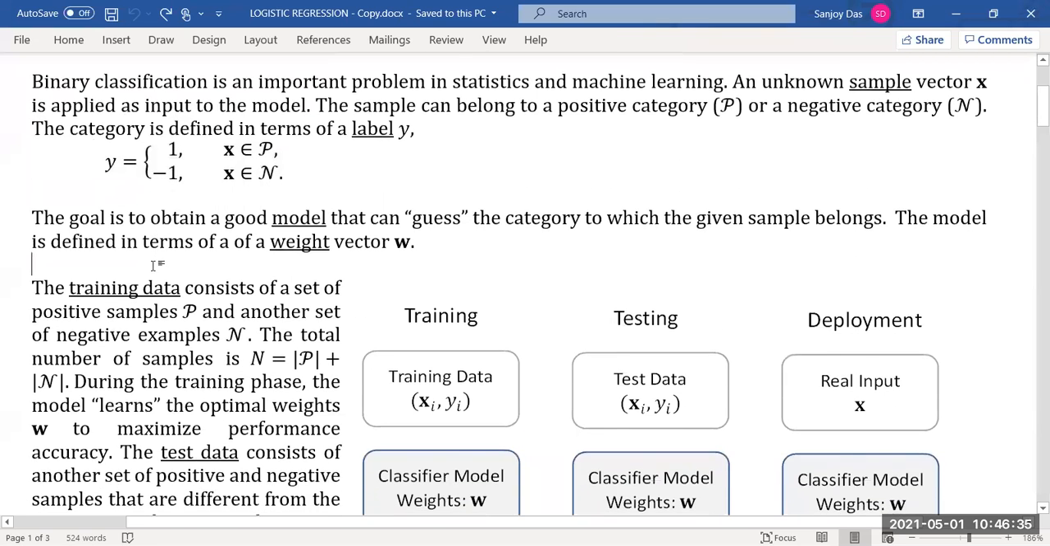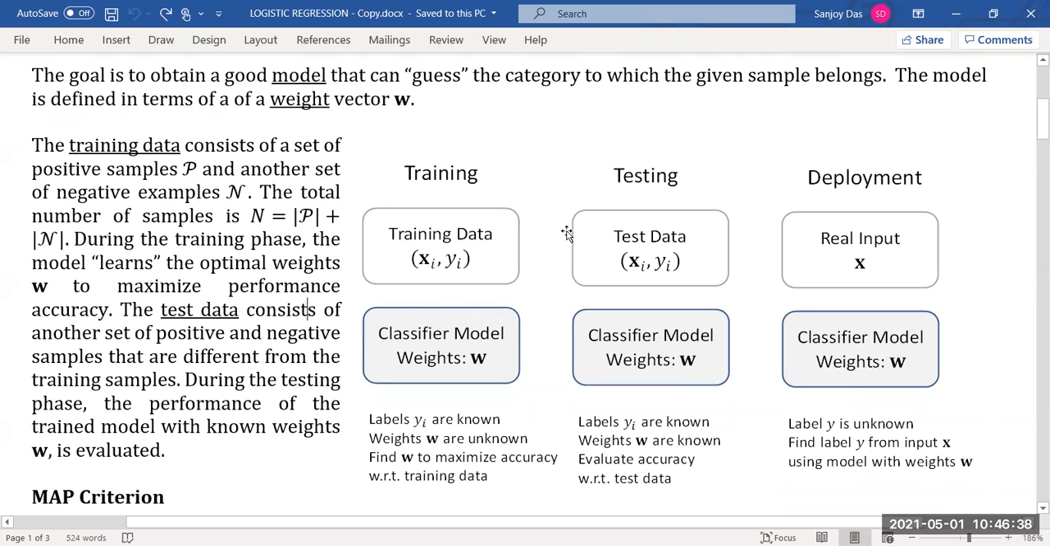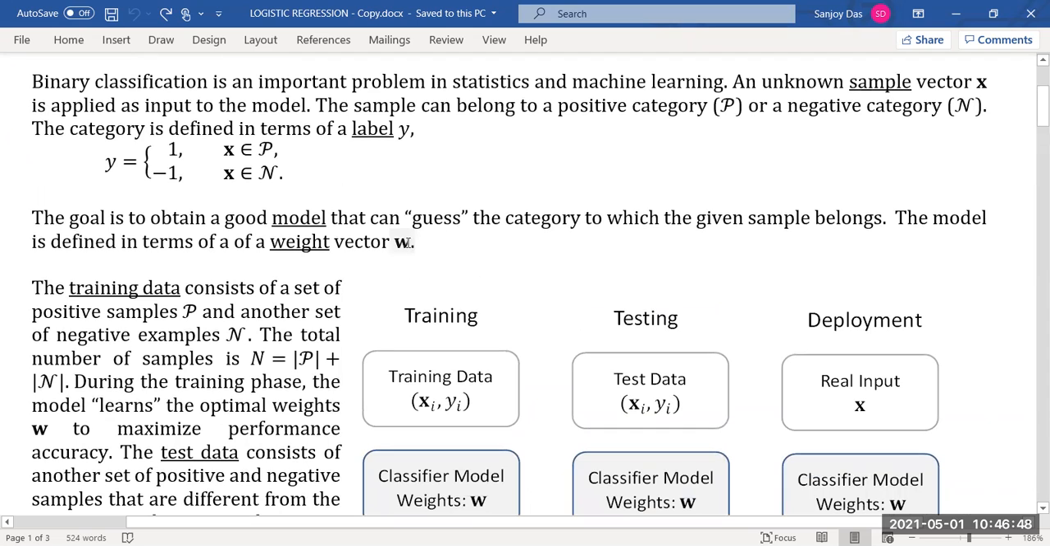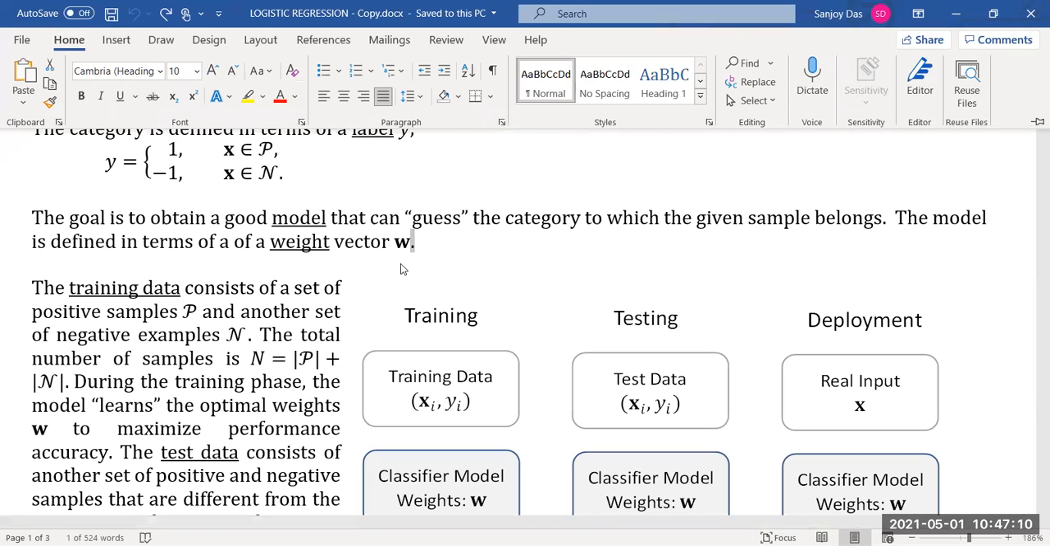In this figure, I show you the entire machine learning process. What we need to find are the parameters of this machine learning model, and they are usually in the form of a set of weights. This W is a vector of weights, and this defines the machine learning model.